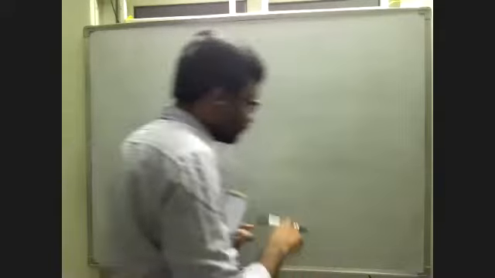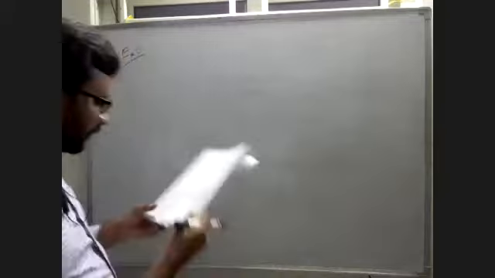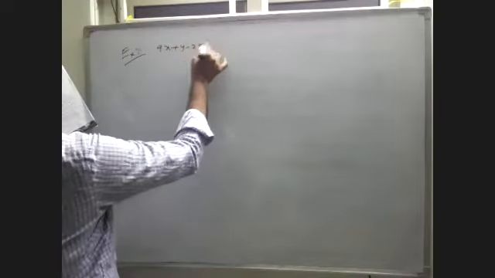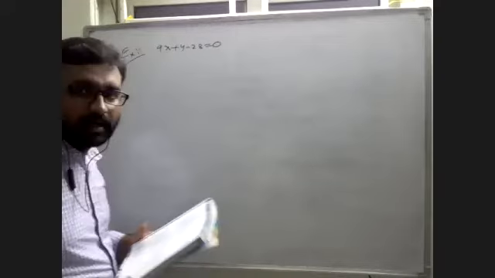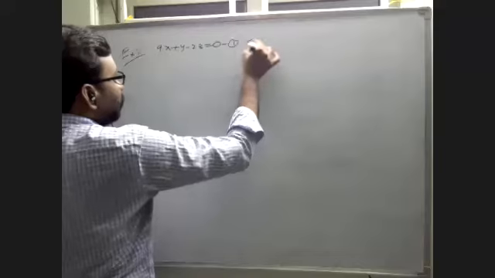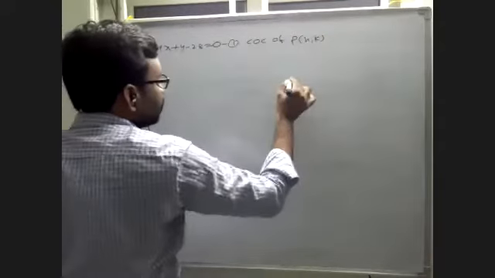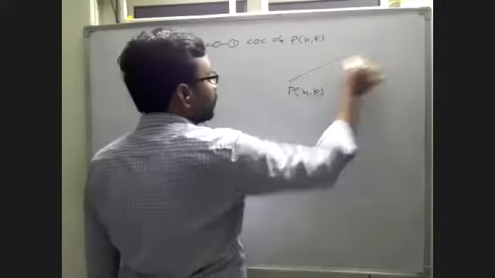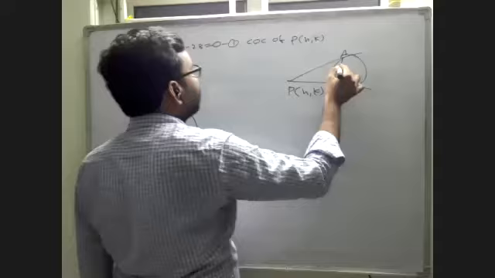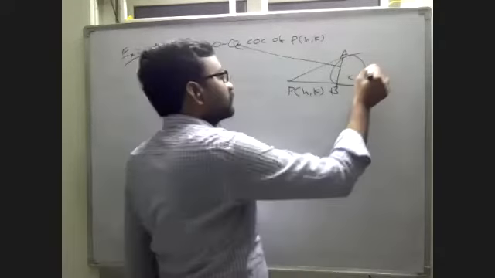Example. He is saying the line 9x + y - 28 = 0 is the chord of contact of the point P(h, k). That means this external point P is (h, k), and this chord of contact AB is given. This is AB and this is the center. Okay, and this is S equal to 0, the circle.